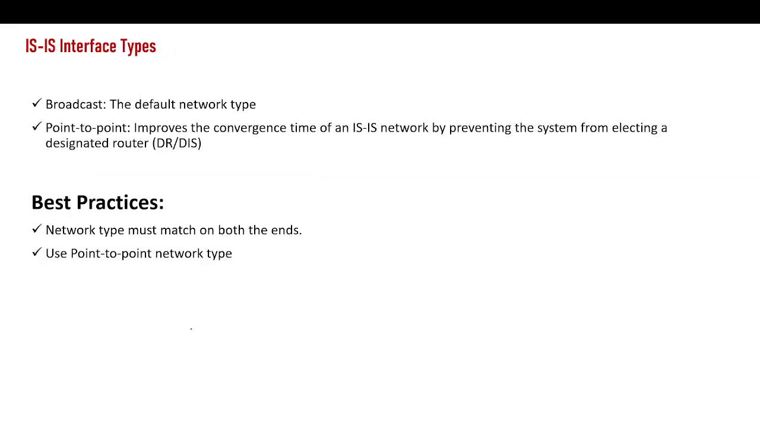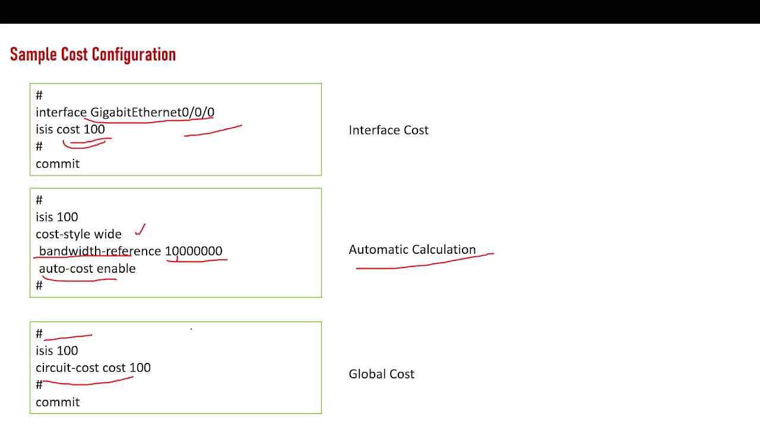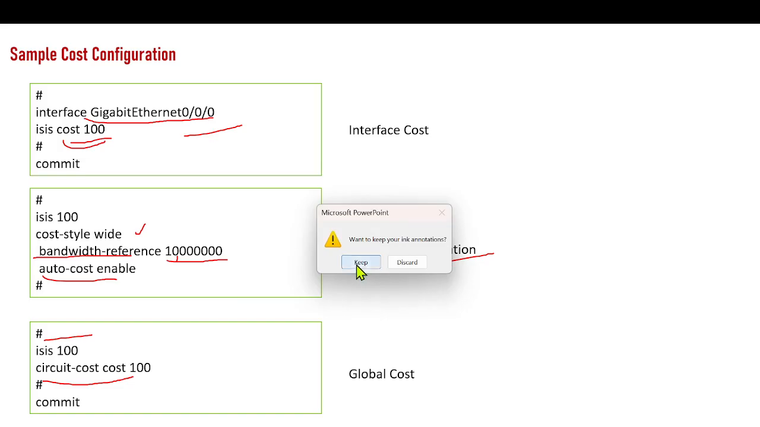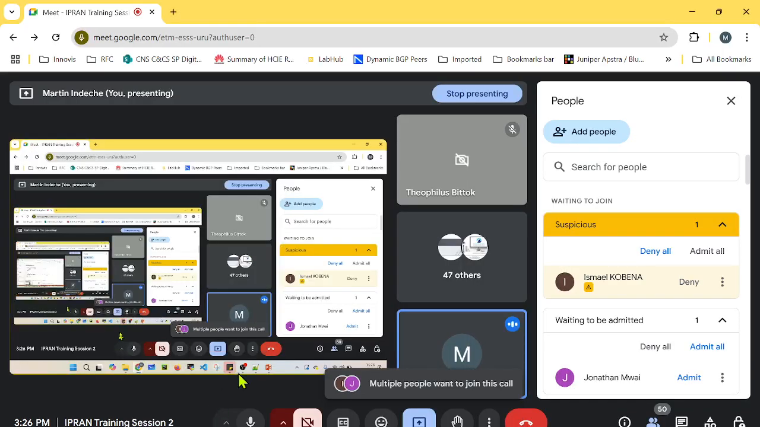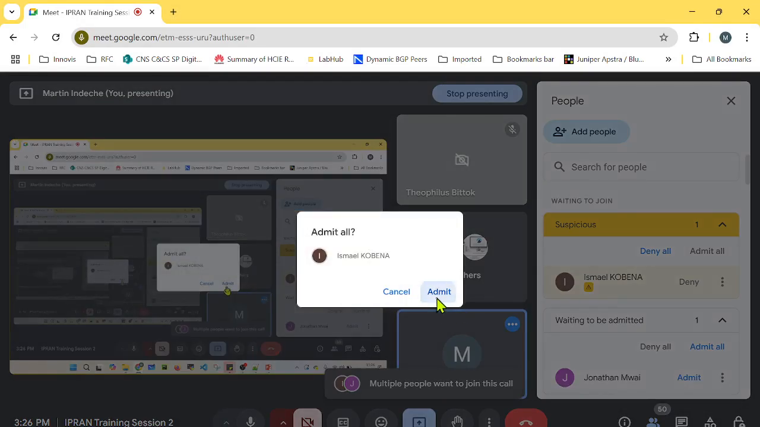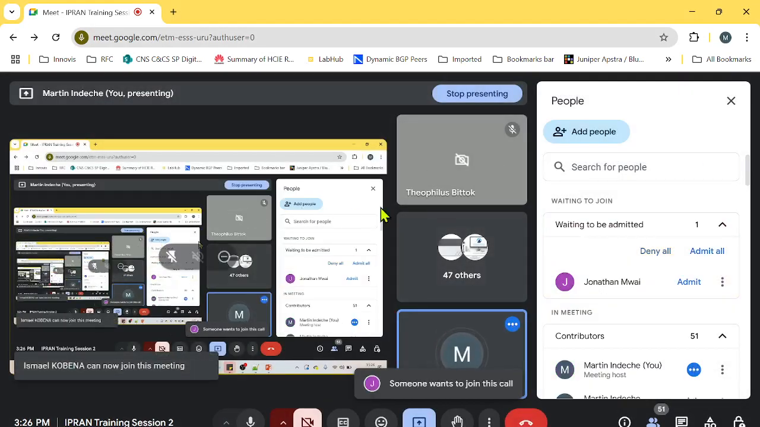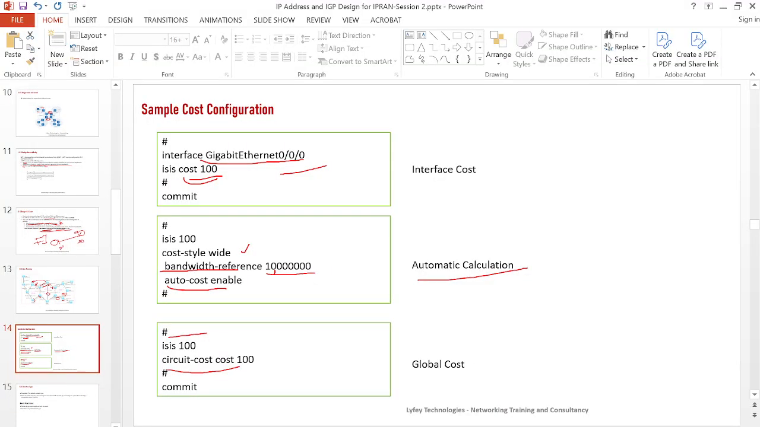Any question on cost or any input? Anyone who has an input on this before we move to the next slide?